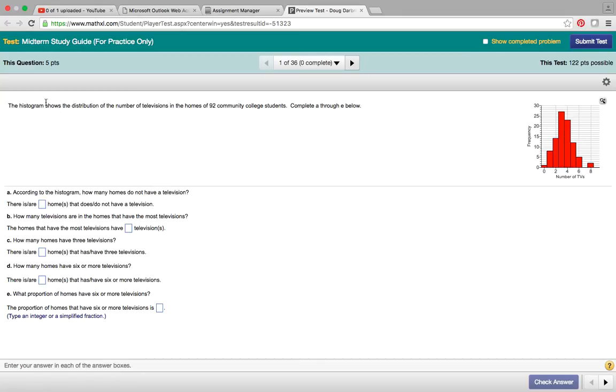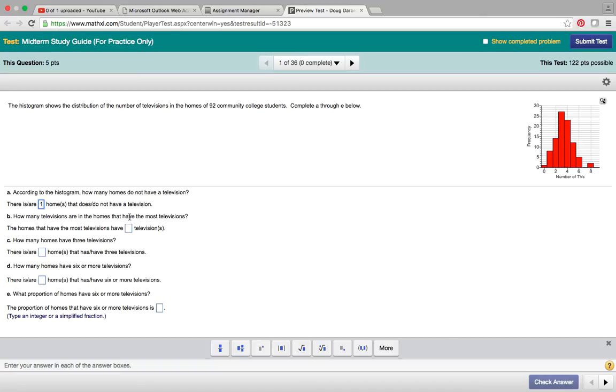Okay, anyway, the histogram shows 92 community college students and the number of televisions in their homes. Complete A through E below. According to the histogram, how many homes do not have a television? Well, it looks like above 0. If you look at the legend over here, it looks like there's just 1.